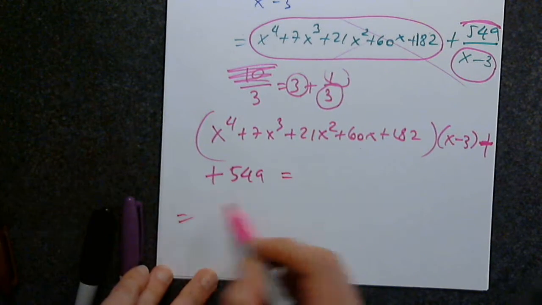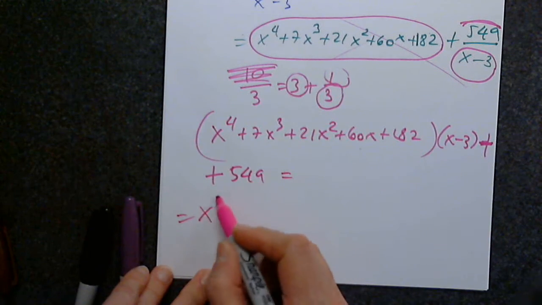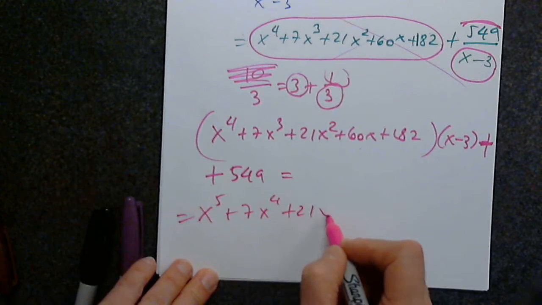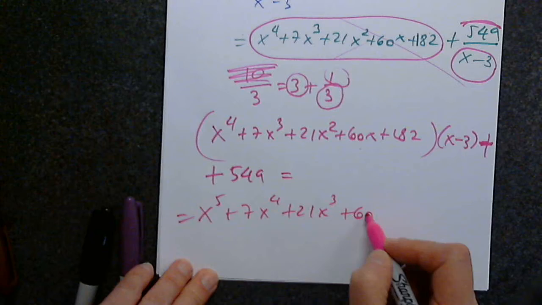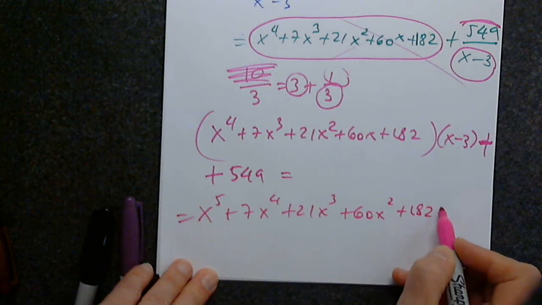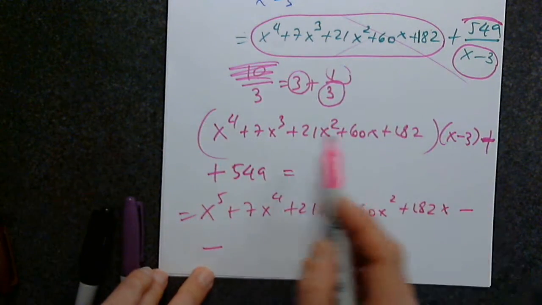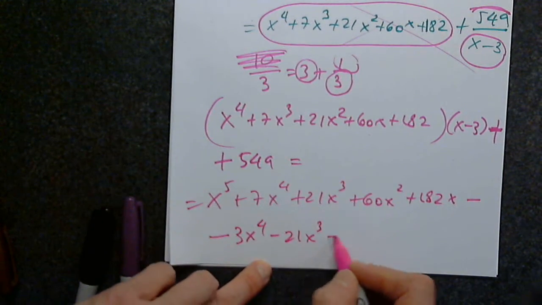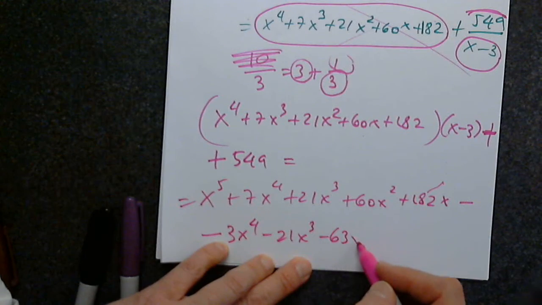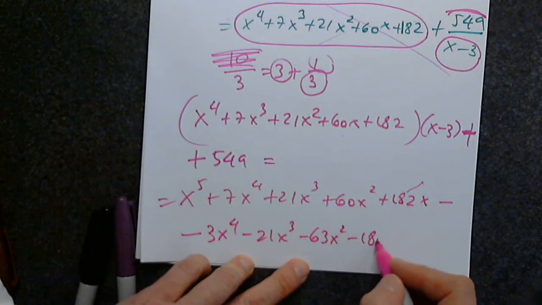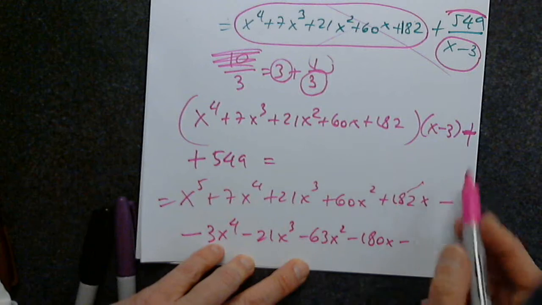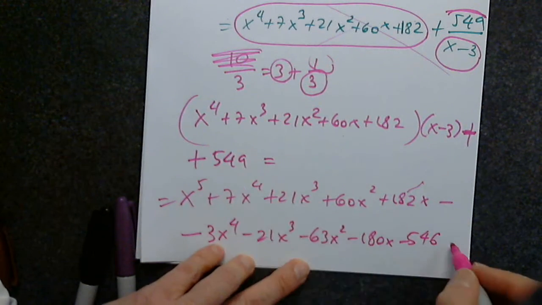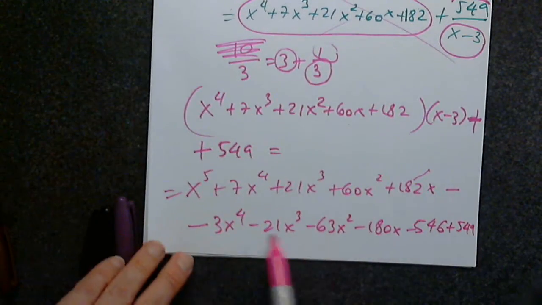So let's do that. x times x to the 4th, x to the 5th, plus 7x to the 4th, plus 21x cubed, plus 60x squared, plus 182x, minus 3 times this, 3x to the 4th, minus 21x cubed, minus 63x squared, minus 180x, minus 546 plus 549. Let's see.